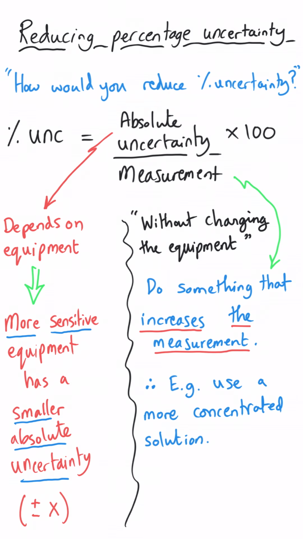So any change that we suggest to our procedure has to result in a larger measurement. For instance, as I say, an increase in concentration leads to a larger temperature change, and that will, of course, give us a smaller percentage error because the number on the bottom of the expression is getting larger, and so overall a smaller outcome when we do the calculation.